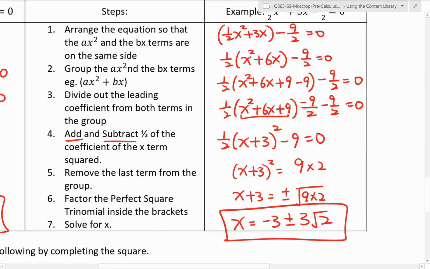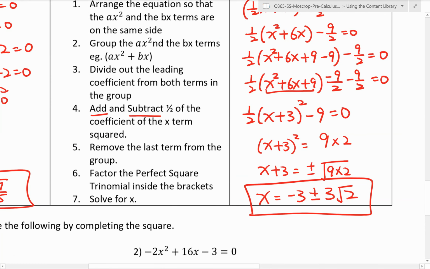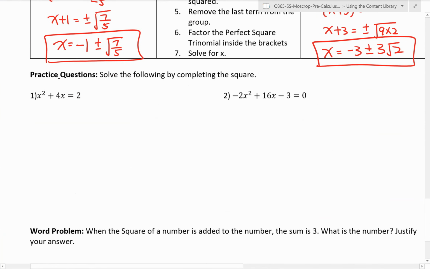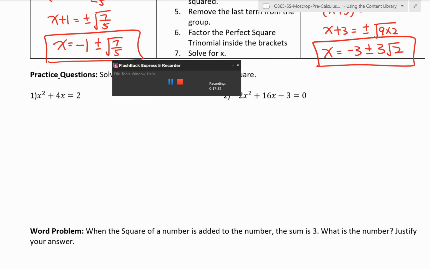Okay, how many steps? 1, 2, 3, 4, 5, 6, 7, 8 lines. Again, you just need to practice. Really, it's all about practice. Once you do enough, completing the square is not that bad. It's a long procedure, but once you do a few, it just becomes second nature. Hopefully. For me, it's second nature already, right? So you just need to practice. And therefore, there are 2 questions for you to do. Okay, good luck.